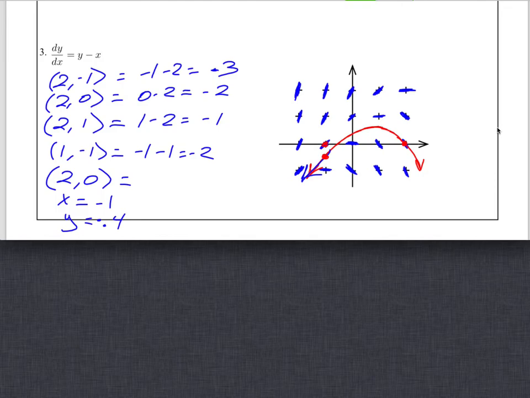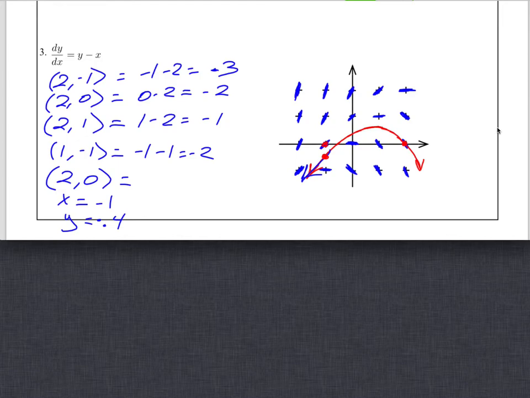Okay, now I want you to notice something. What was going on with our first slope field? What was special about it? All the vertical slopes were the same. Why? Because my differential equation only involved x. What was going on with the second one? All the horizontal ones were the same, because my differential equation only involved y. And what about the last one? Were the horizontals or the verticals the same? No, and that's because my differential equation had both x and y.